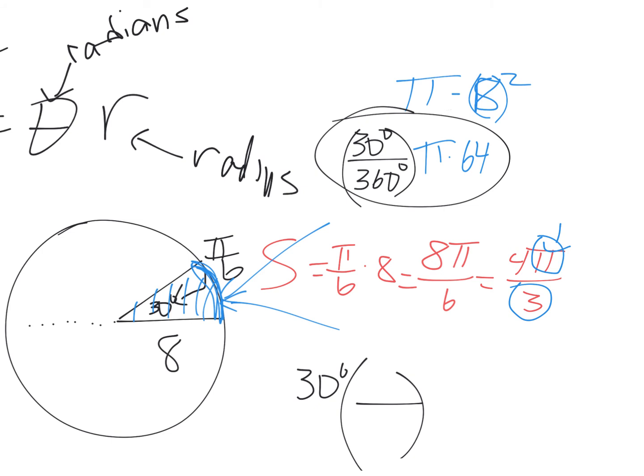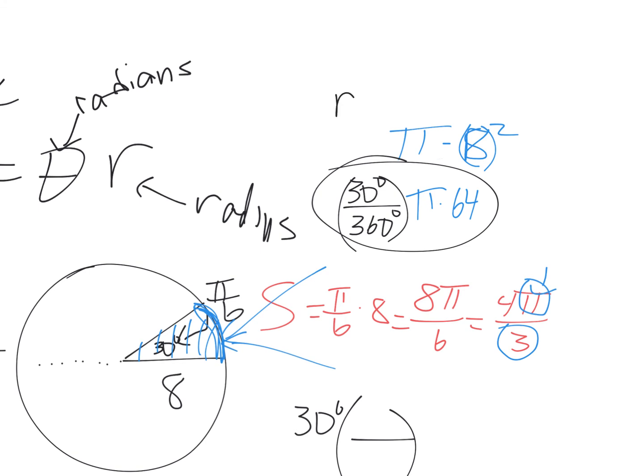It's the degrees out of 360 times pi r squared. But what if it's in radians? Well, then it's radians over 2 pi. Because 2 pi is like 2 half circles, right? Radians over 2 pi times pi r squared.